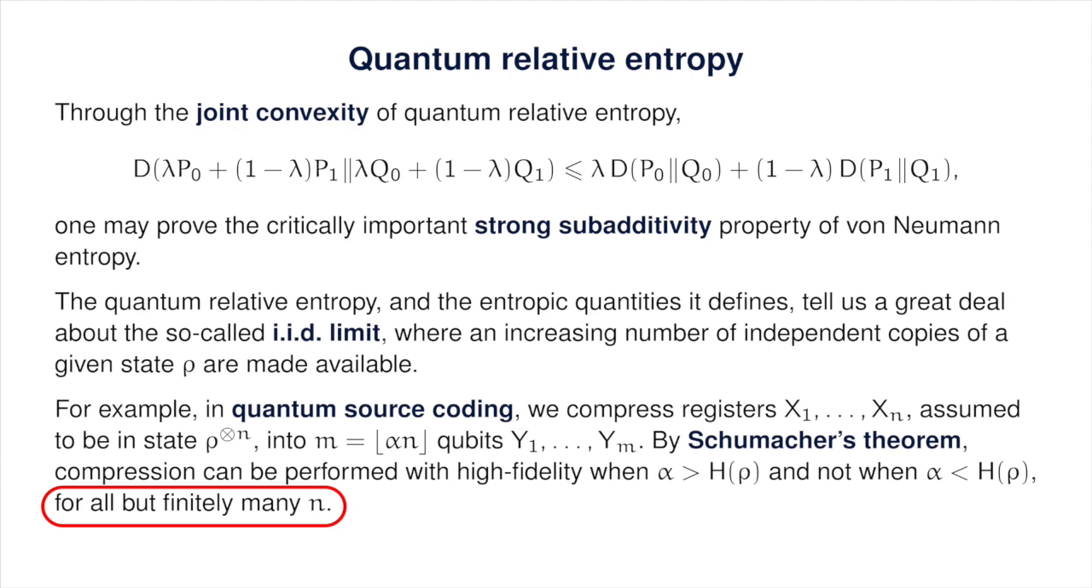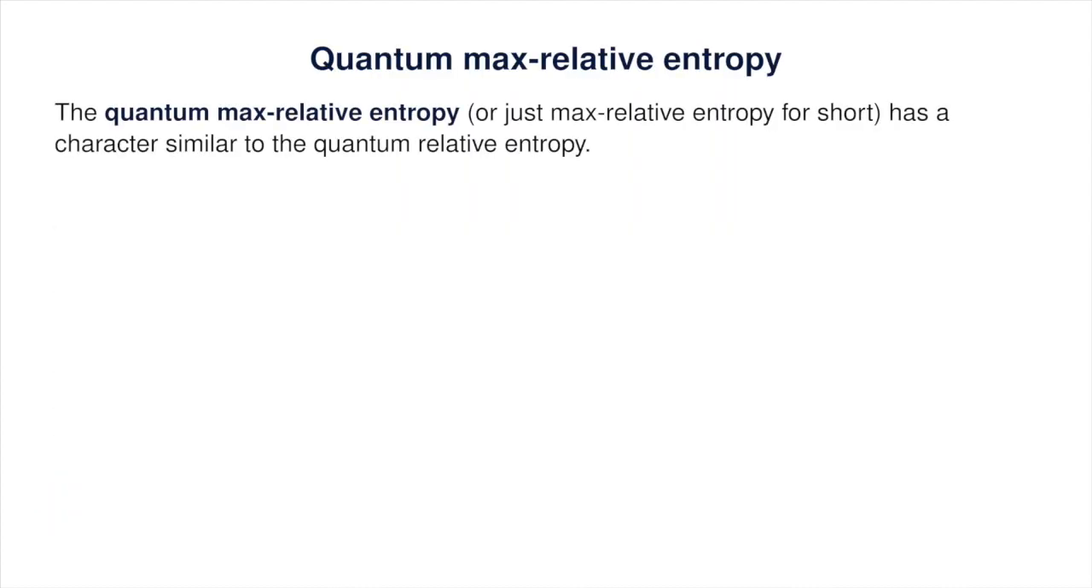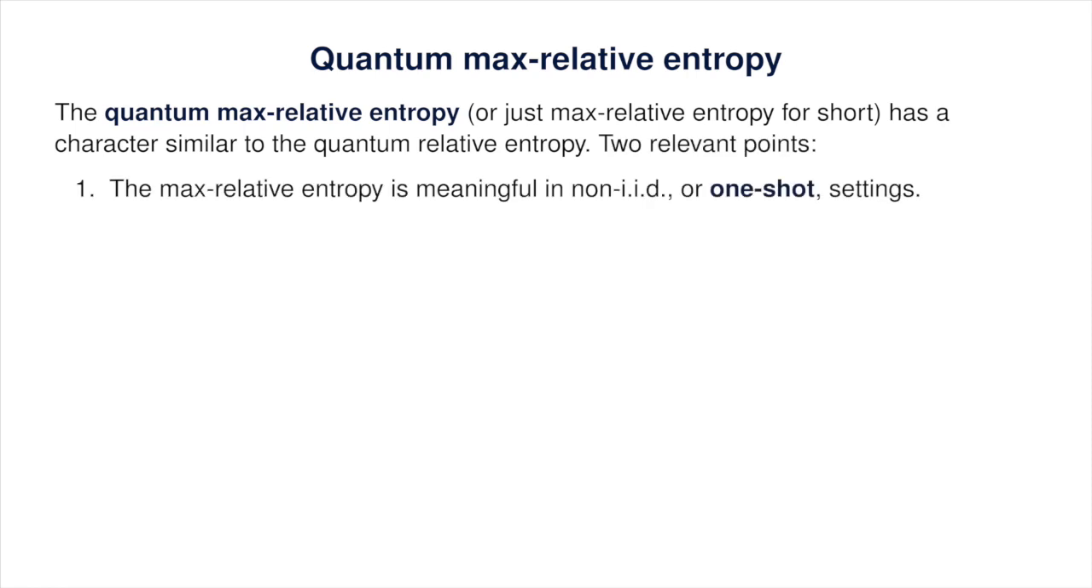This is one of the principal motives behind the max relative entropy, as well as some other variants of the relative entropy that we will discuss later. The max relative entropy is a function that shares many of the characteristics of the ordinary relative entropy, as we will see, but it is in fact relevant in the non-IID setting, or the so-called one-shot setting, where we are in fact concerned with the case n equals 1.